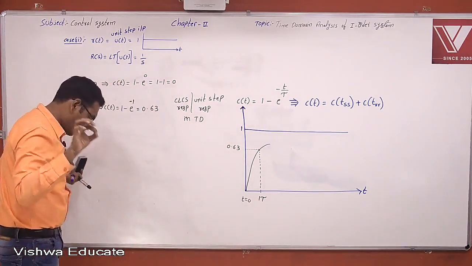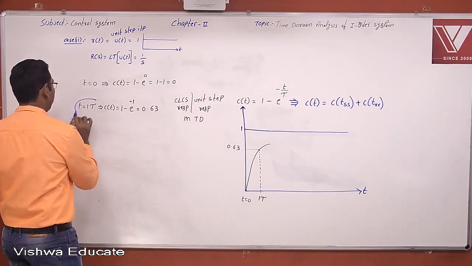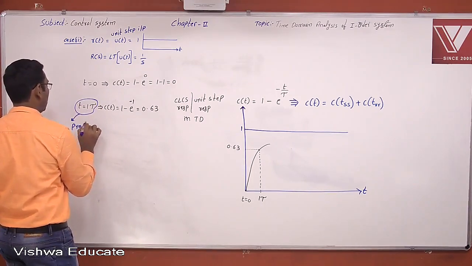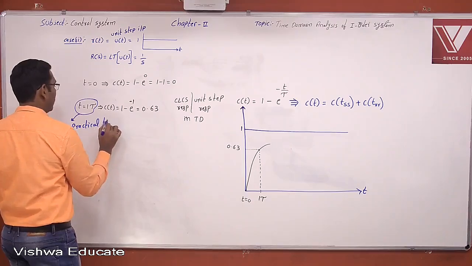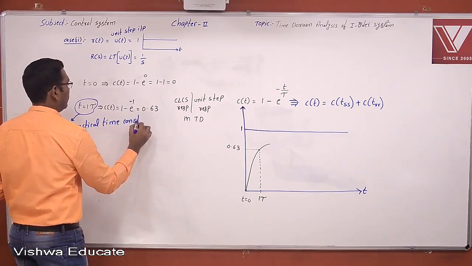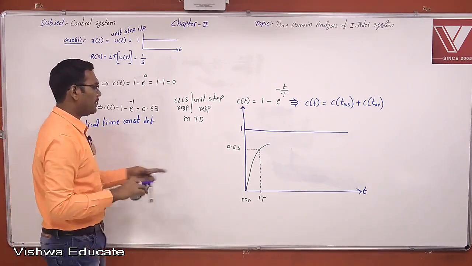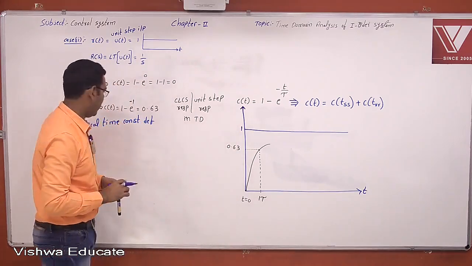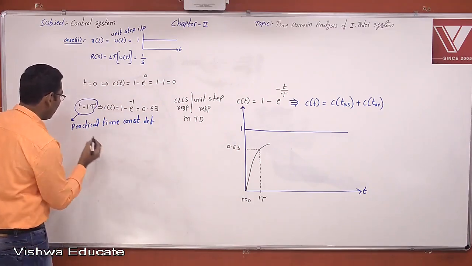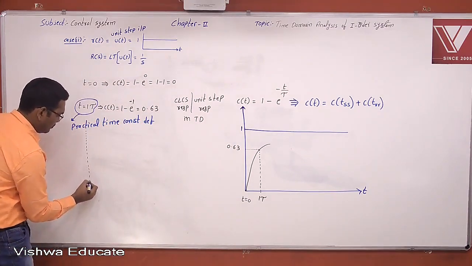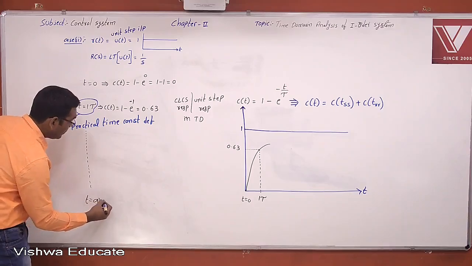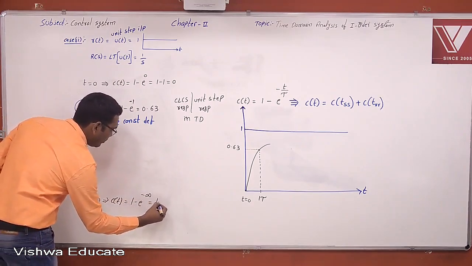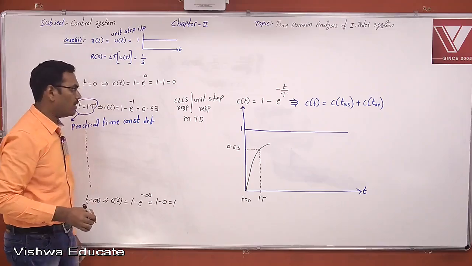This is the practical definition of the time constant, students. The time taken by the response to reach 63% of final value is called one time constant. Okay. Now similarly, when time is infinity, the response C of t is 1 minus e power minus infinity, 1 minus 0, which is equal to 1 or 100%.